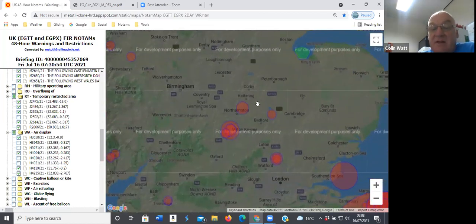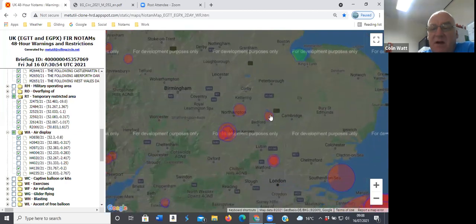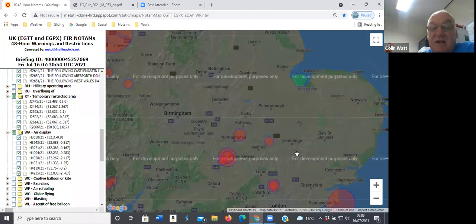I'll cover these couple of things here and then go back to Silverstone. This is Sywell again, so 16th. We've got from 11 to 11:20, 1 to 1:20 and 3 to 3:20. So various times they've got air display or air aerobatics there. Just give them a call, find out what they're up to. And there's a fly past near St. Neots at 14:30 to 15:30, up to 2,000 feet. So fingers crossed, if anybody's in that area, it shouldn't really be an issue.